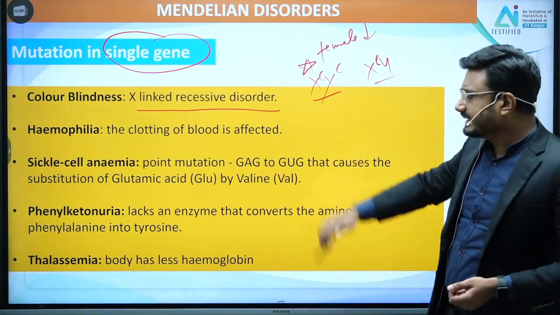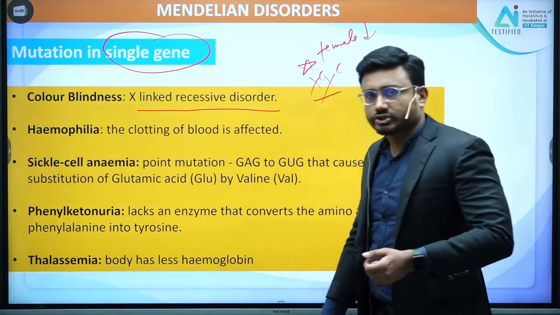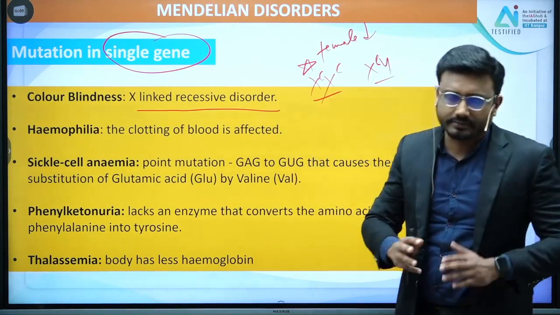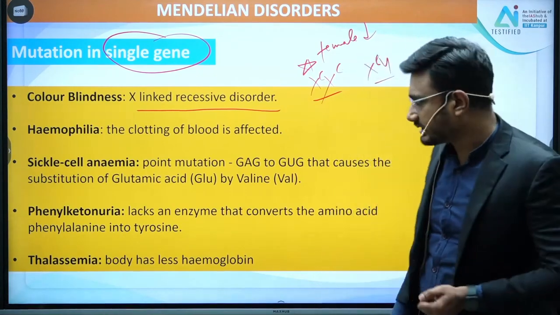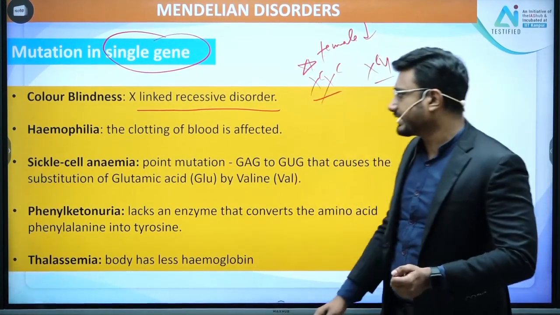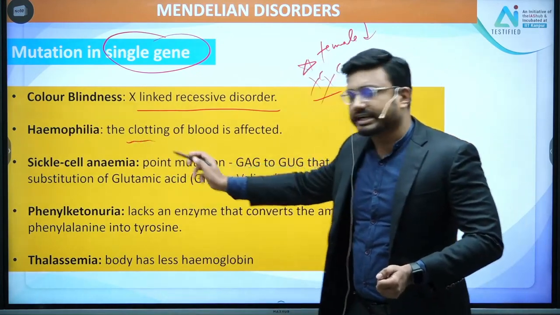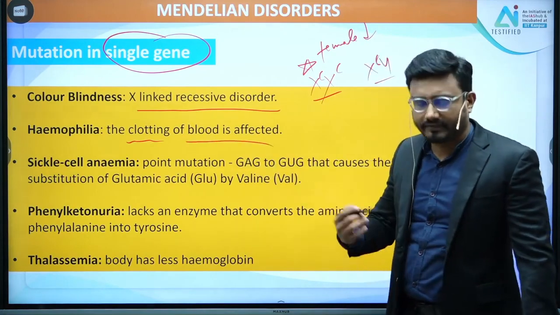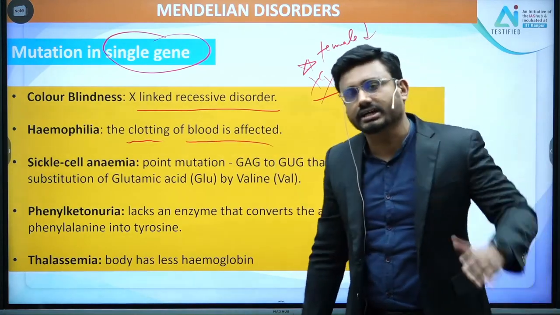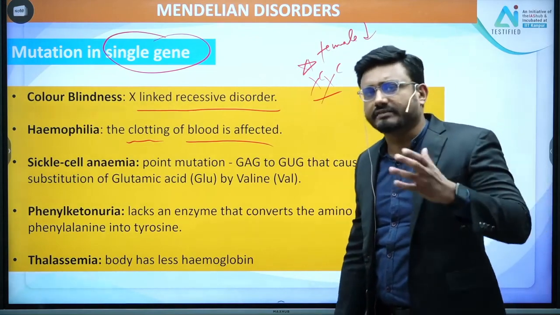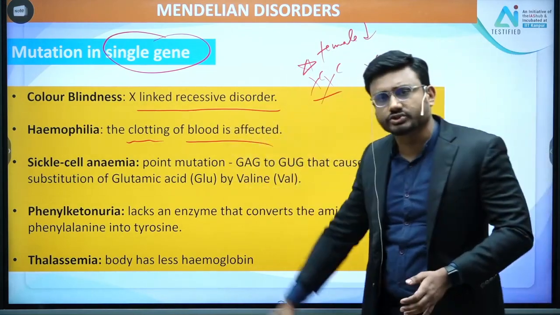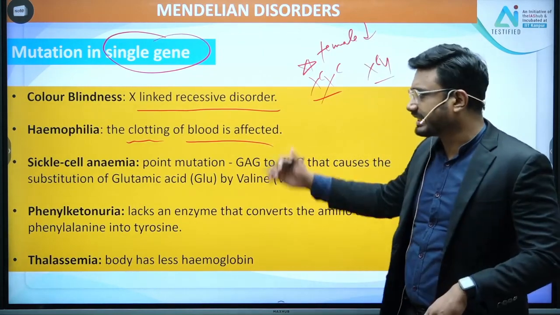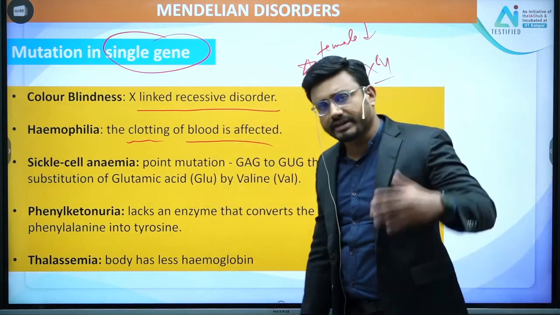So the next disease is hemophilia. Also in the case of color blindness, the affected individual cannot differentiate between the red and the green colors. In the case of hemophilia, the protein that is involved in the clotting of blood is getting mutated, and thus the clotting of blood is affected. For a normal person, if he has a cut, the blood gets clotted very easily. But in those patients who have hemophilia, the clotting of blood takes time. So sickle cell anemia, we have discussed it.